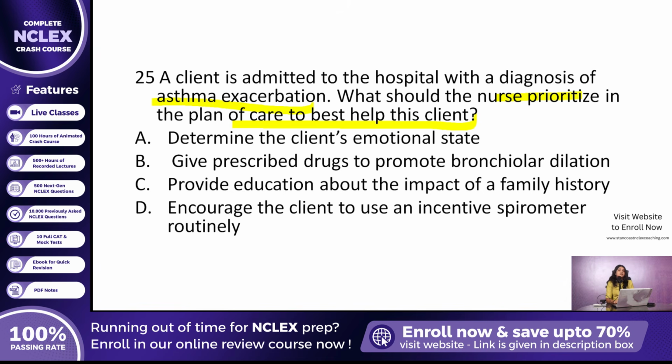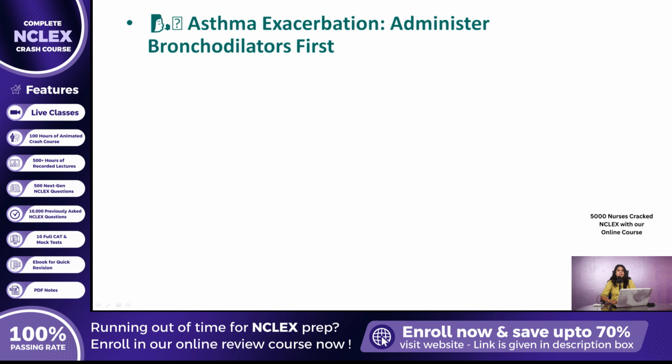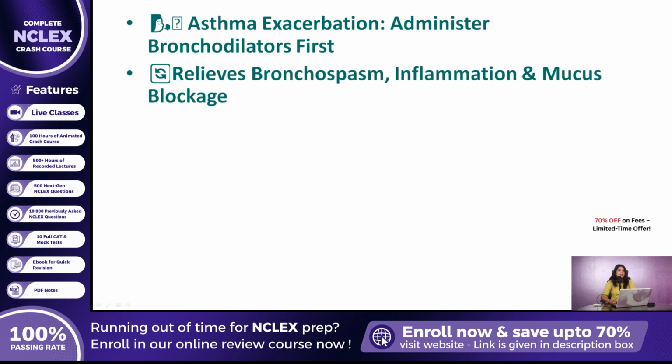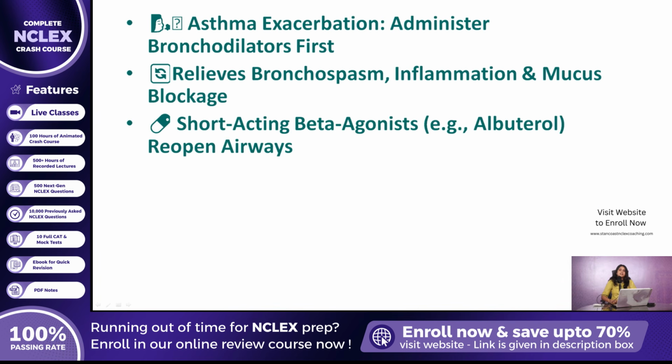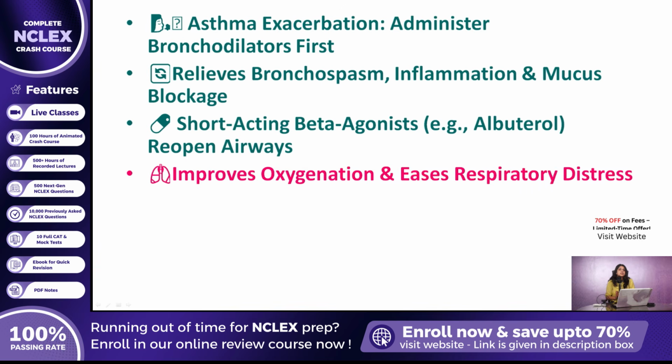The most clinically urgent and appropriate response is Option B, give prescribed drugs to promote bronchiolar dilation. This answer is correct because during an asthma exacerbation, the client's airways become significantly narrowed due to bronchospasm, inflammation, and mucus buildup, all of which restrict airflow. Administering bronchodilators, such as short-acting beta agonists like albuterol, is the top priority to relax bronchial smooth muscle, reopen the airways, and improve oxygenation. This intervention rapidly alleviates respiratory distress and helps prevent progression to respiratory failure, making it the most immediate and life-saving action in the nursing plan of care.